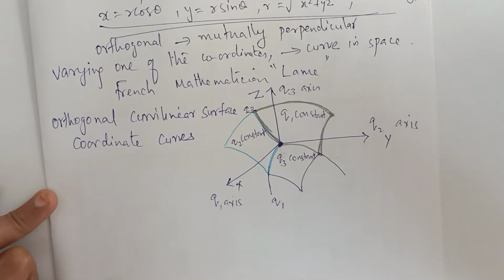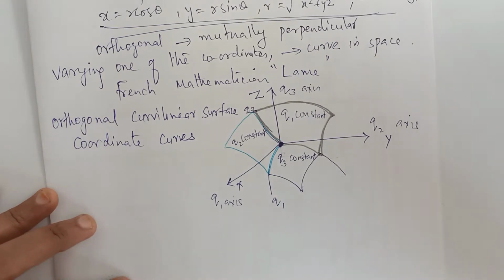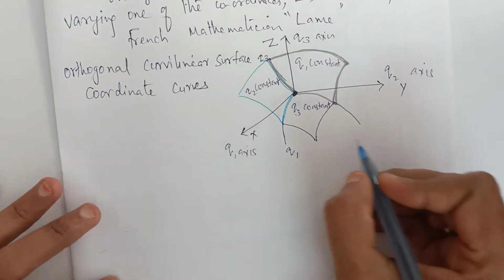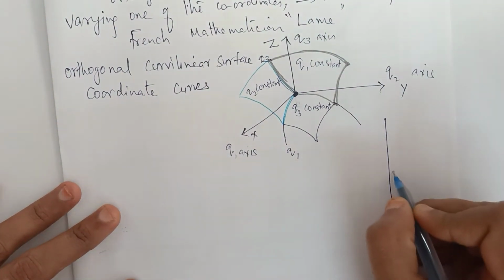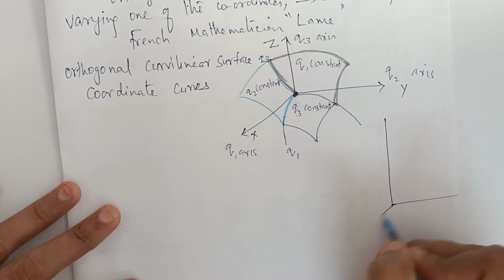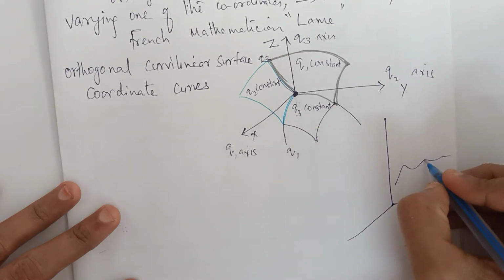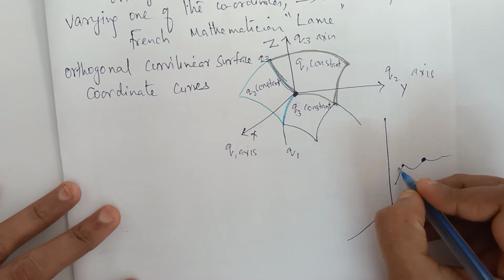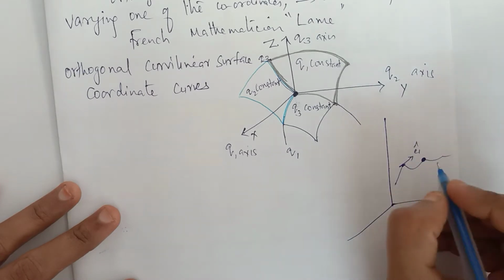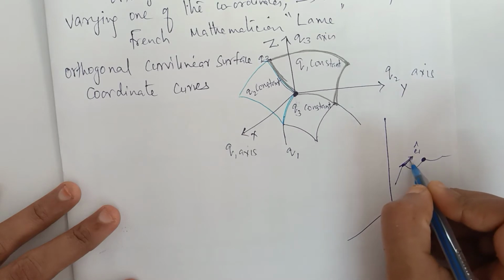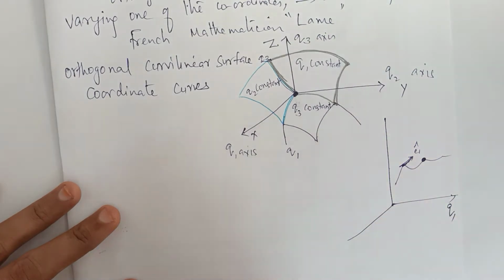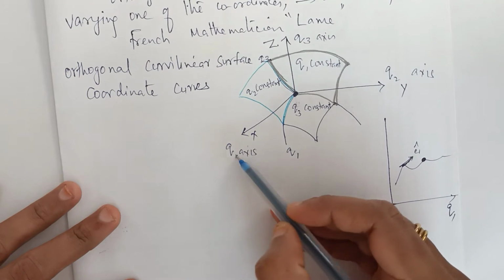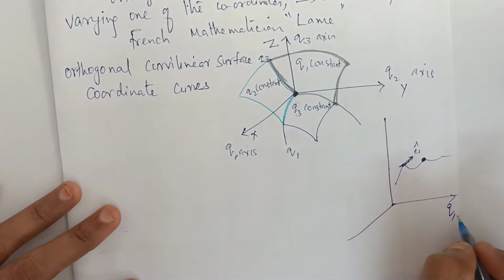And these coordinate axes are determined by drawing a tangent. For example, if we have three mutually perpendicular axes on which we have a curve, and we consider this point and want to get the direction, we draw a tangent at this point, say unit vector E1. This E1 will go in the increasing direction of, say, Q1. Here we have marked three axes, Q1 axis, Q2 axis, and Q3 axis.